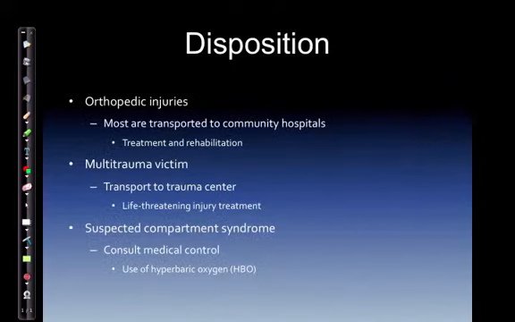Disposition for orthopedic injuries. Most are transported to community hospitals for treatment and rehabilitation. Multi-trauma victims should be transported to the trauma center. Life-threatening injury treatment comes first, because the more fractures you have, the more you have a propensity to have further injuries and bleeding in those compartments. Suspected compartment syndrome: consult medical control, and consider the use of hyperbaric oxygen or taking them to a facility that would have hyperbaric oxygen.